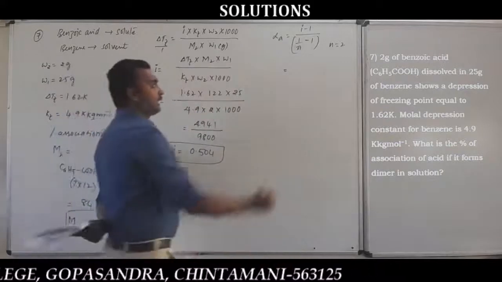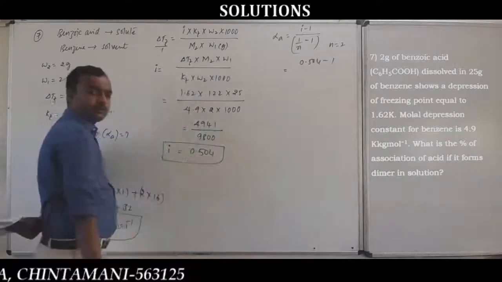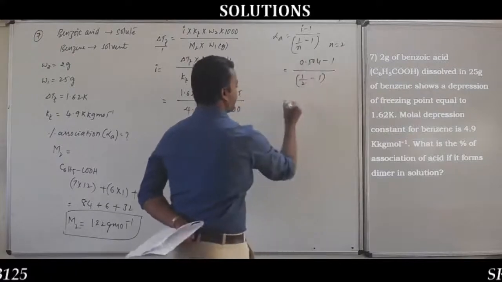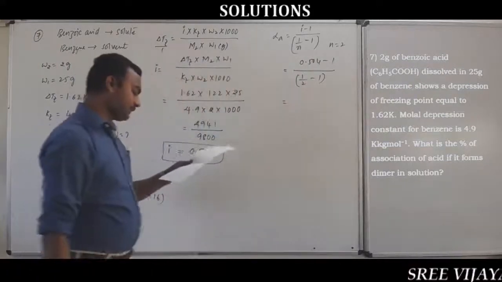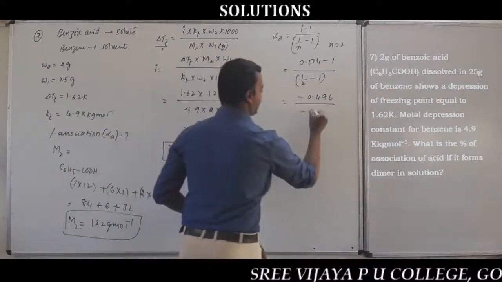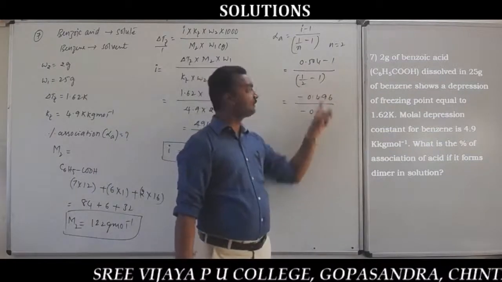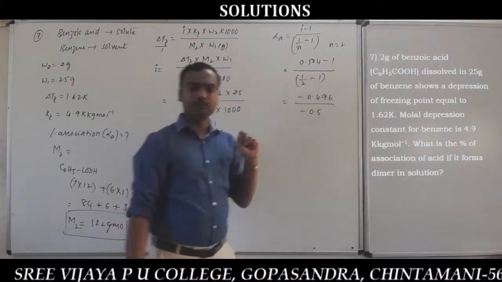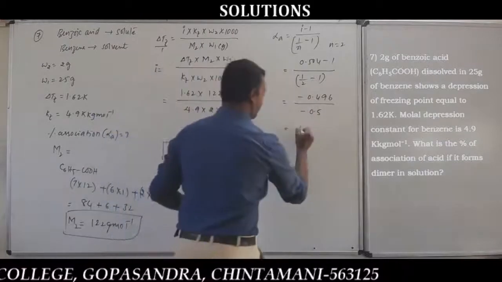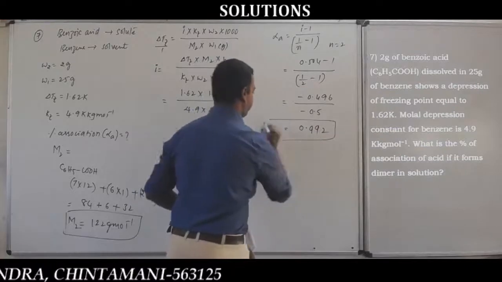That is the n value. So the i value is 0.504 minus 1, divided by 1 by 2 minus 1, where n value is 2. Substitute here: 0.504 minus 1, that is minus 0.496, divided by, 1 by 2 is 0.5, 0.5 minus 1 is minus 0.5. The i value is lower compared to 1, so we get a minus value for that. So minus minus gets cancelled. Finally we calculate 0.992. That is the degree of association.